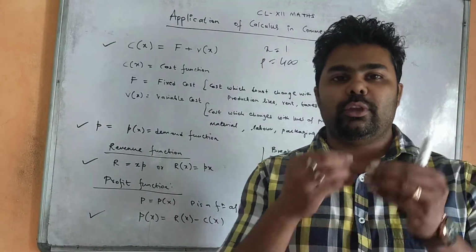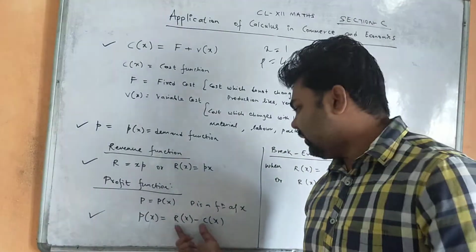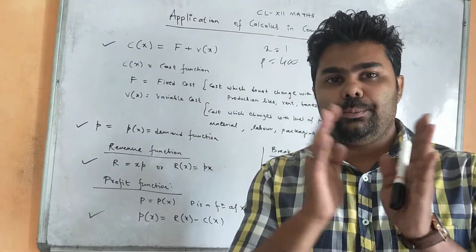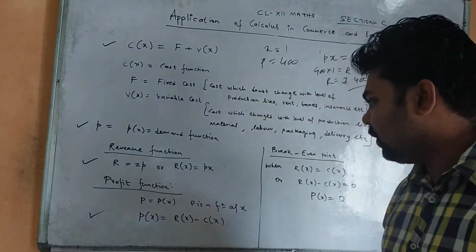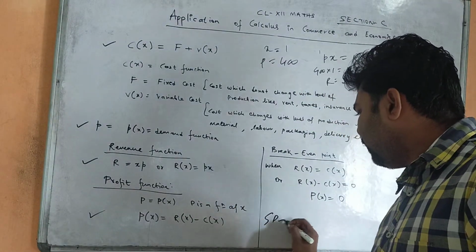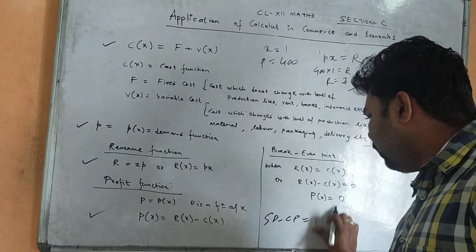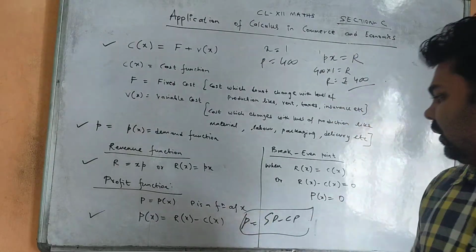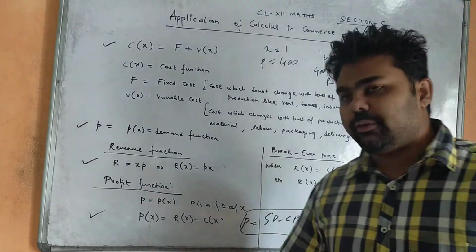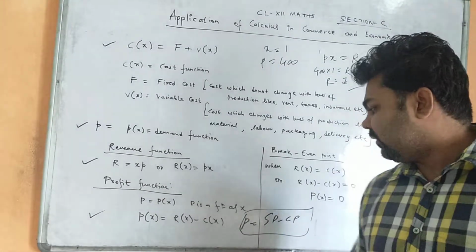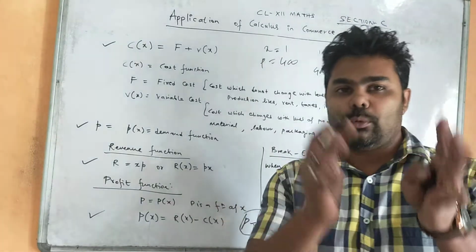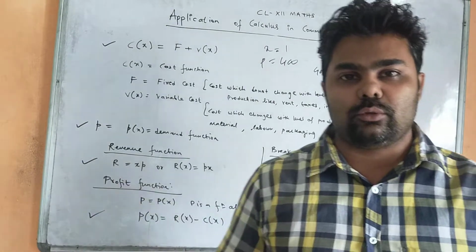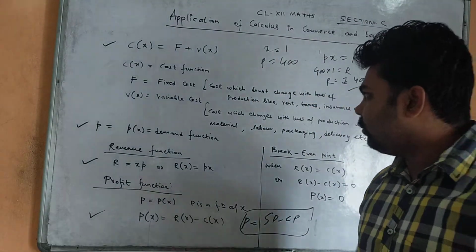Just now I told you, when you sell in a market, the money which you get, that is R(x), minus the cost function or cost price. I told you P equals SP minus CP. If I note it down here, SP minus CP equals P. This formula we have learned in our junior classes. So P means the profit function, SP means the revenue function, and CP means the cost function. So what is the profit function? The profit function equals the revenue function minus the cost function, right? So this is the next formula.